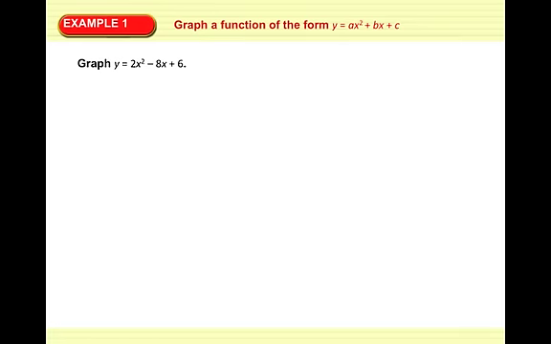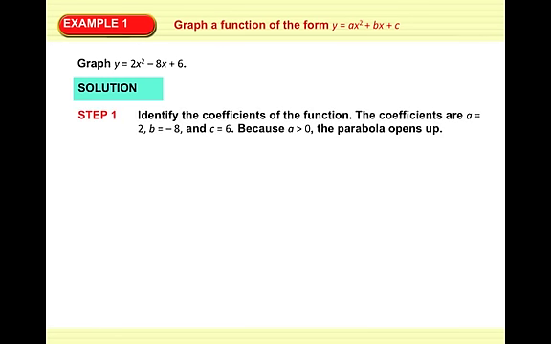Okay, so we're going to graph the function y equals 2x squared minus 8x plus 6. The first step is to identify the coefficients of the function, the a, b, and c. a is 2, b is negative 8, c is 6. Because a is positive, because it's greater than 0, the parabola is going to be smiling at us. It's going to open up.